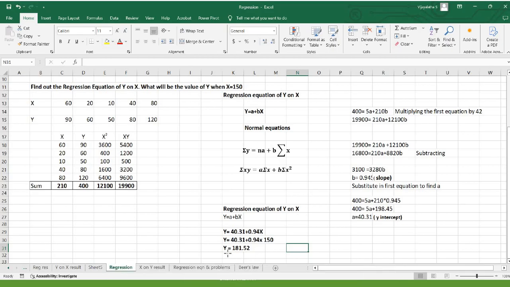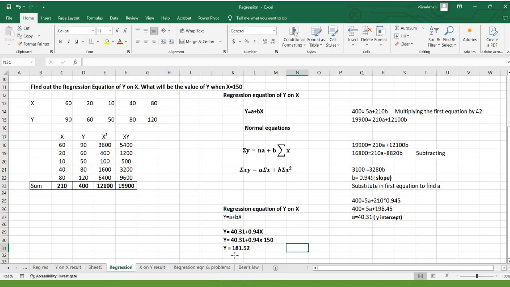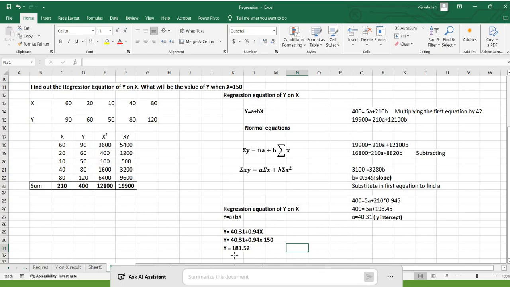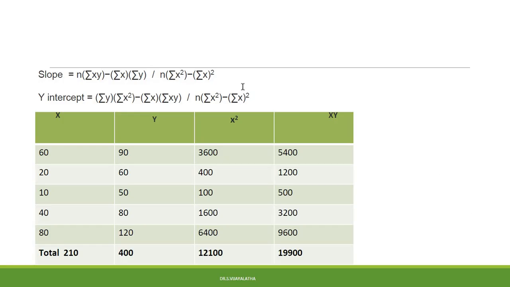And when we want to find out the value of y, we have to substitute it in this formula, and we have got the answer as 181.52. The same problem we'll try to solve by the other methods. So the formula to find out slope and y-intercept is this. And so it is evident that we need the value of sigma xy, sigma x, sigma y and sigma x square to substitute in this formula and find out.